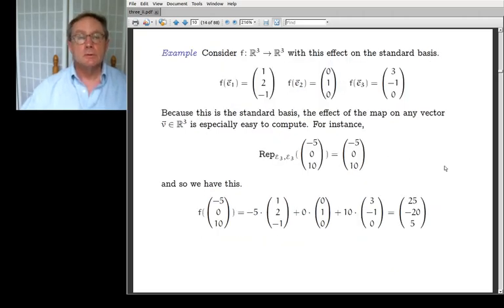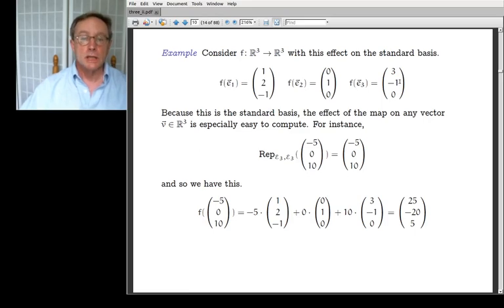Another example. I'm going to find a map that sends R3 to R3 by telling you what it does to the standard basis. That's (1, 0, 0), that's (0, 1, 0), that's (0, 0, 1). F sends (1, 0, 0) to this vector, F sends (0, 1, 0) to itself, F sends (0, 0, 1) to this vector.